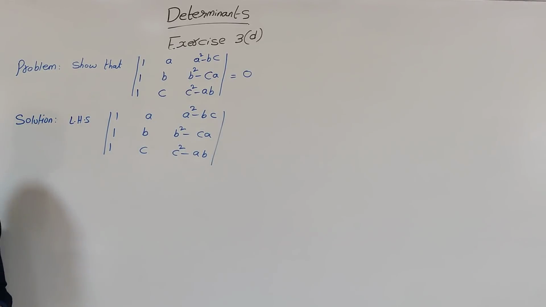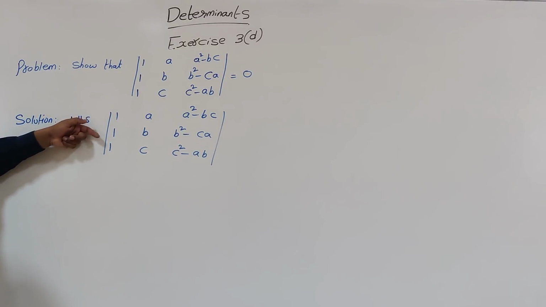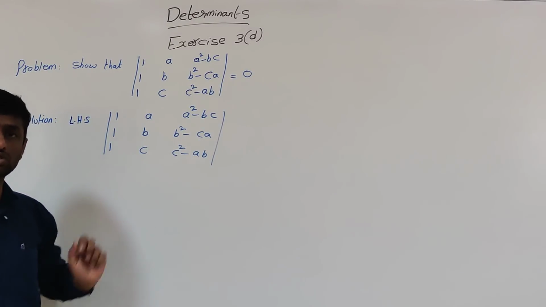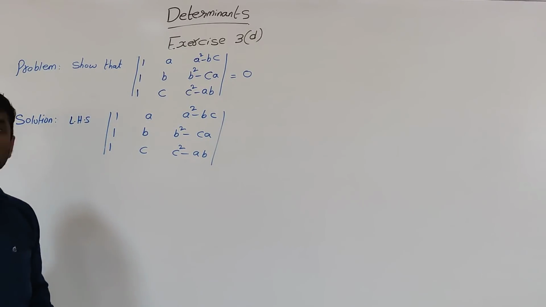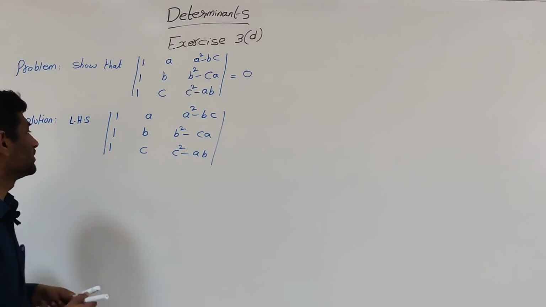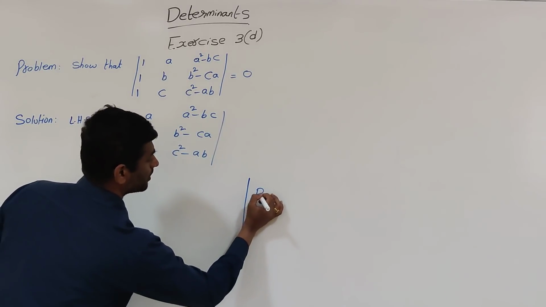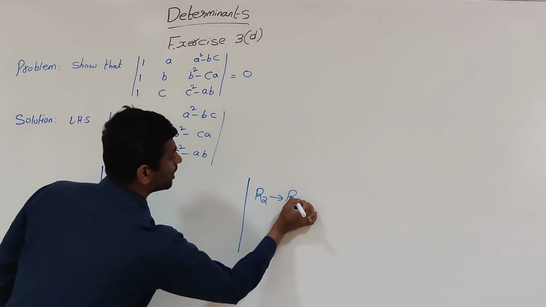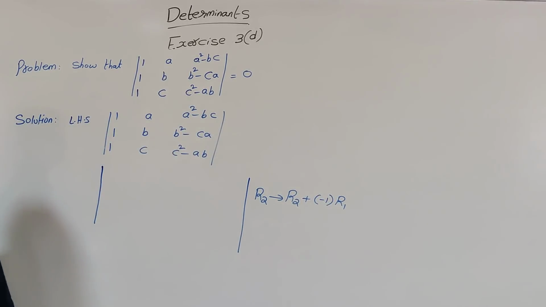How can we simplify? In row 1, the first element is 1. In row 2 also, the first element is 1. So we can take the difference so that it becomes a 0. Similarly, in row 3 also, the first element is 1. By using the row 1 operation, we can convert it to 0. So what are the operations? The first operation is that the elements of row 2 are added with minus 1 times row 1. Then the determinant doesn't change.